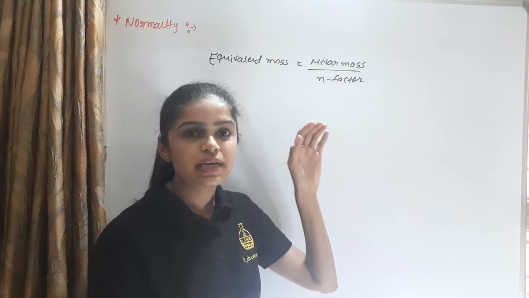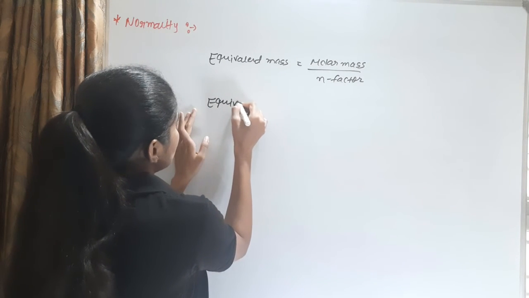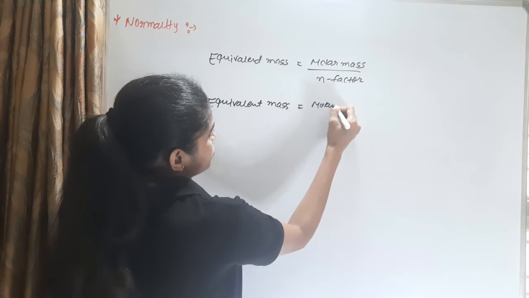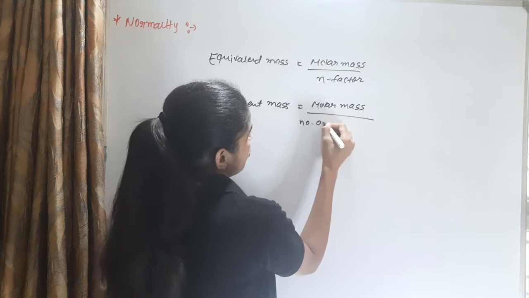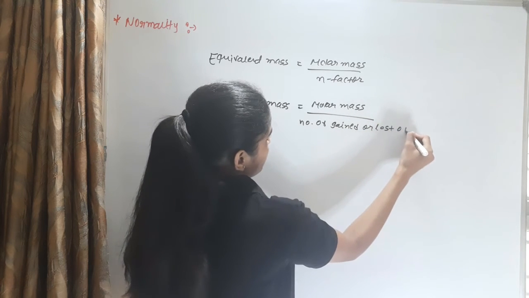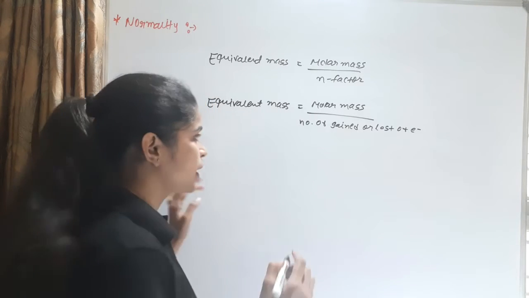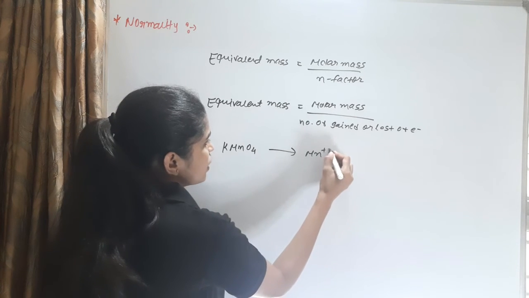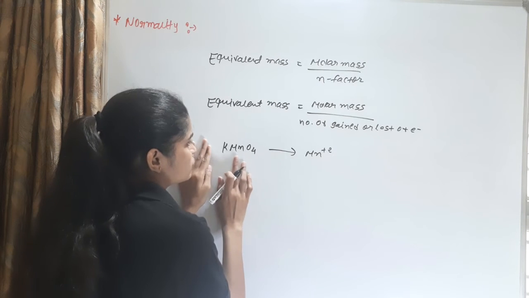Equivalent mass of an oxidizing or reducing agent. How to find it? The equivalent mass is equal to molar mass upon n factor, where the n factor is the number of electrons gained or lost. For example, find the equivalent mass of KMnO4, where the stable state is converted into Mn plus 2. For KMnO4, first find the oxidation state.